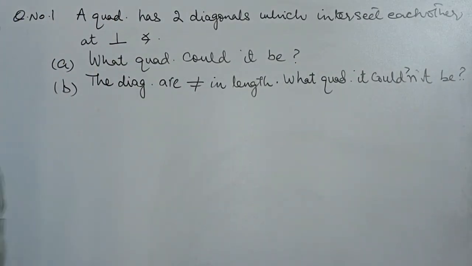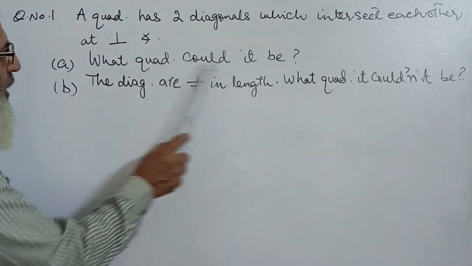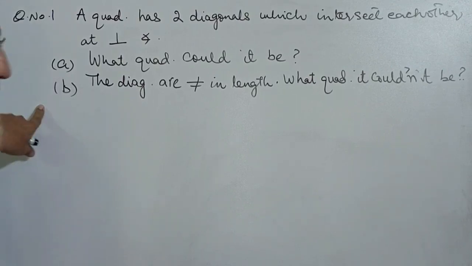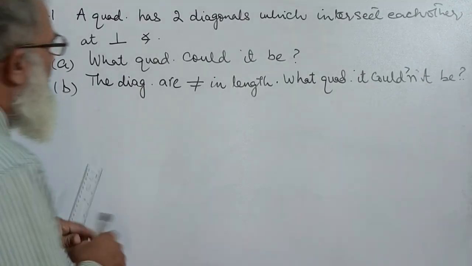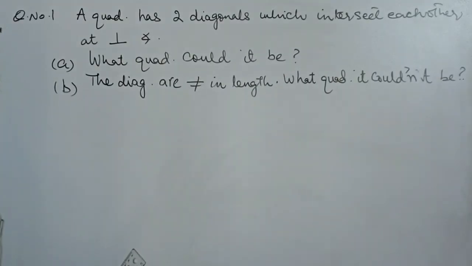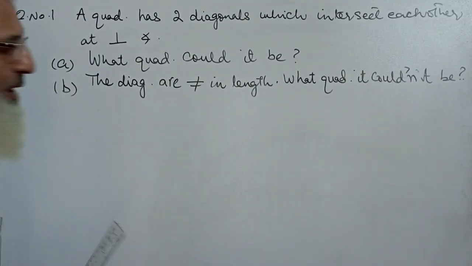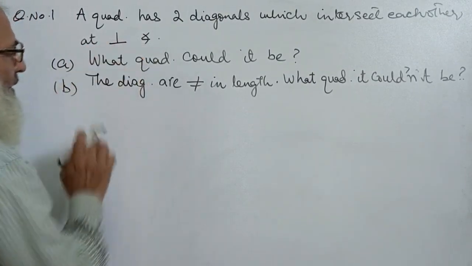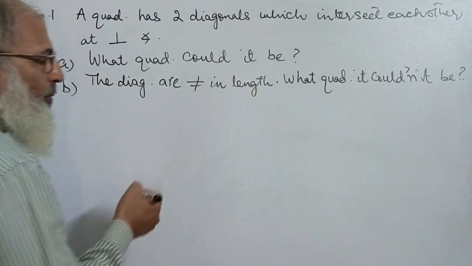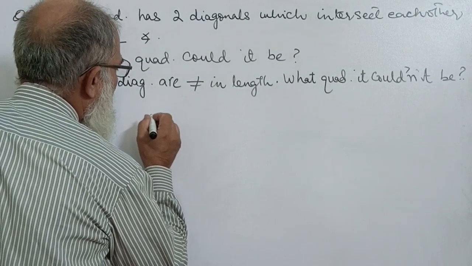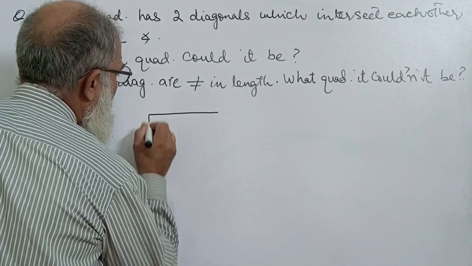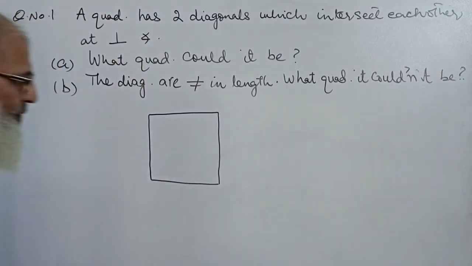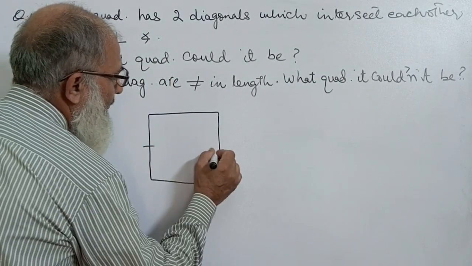Okay. Now, what could it be? What quadrilateral could it be? Is the first of the two. Now, you can see that in our previous lecture, I told you that the right angles are only formed when the quadrilateral is a square. That means all the sides are equal.